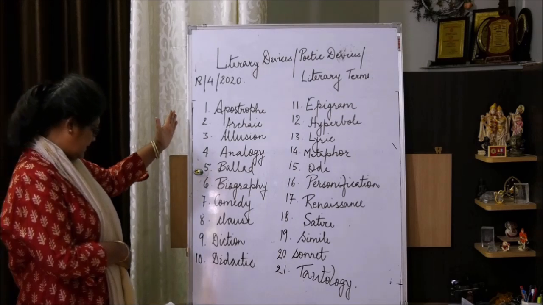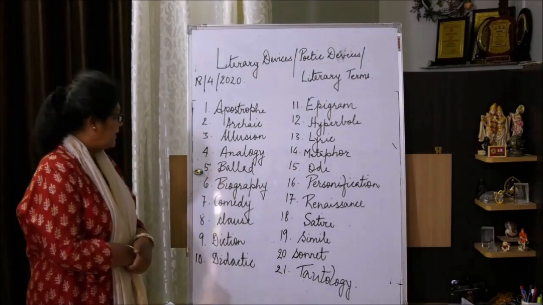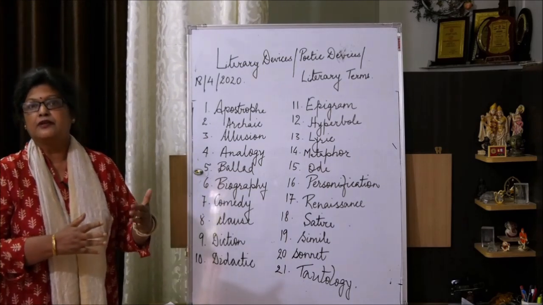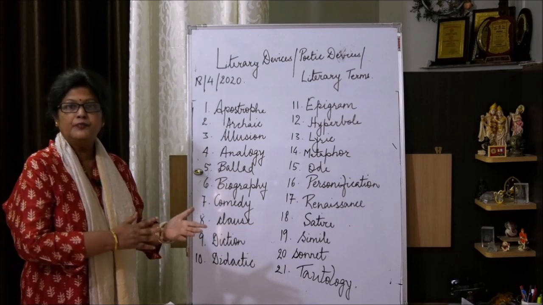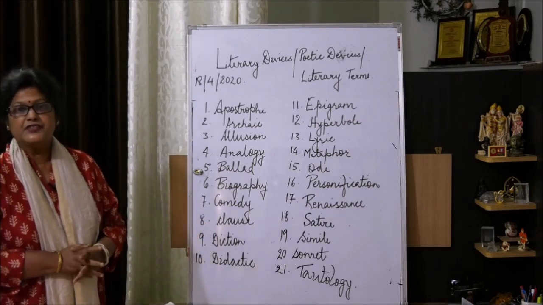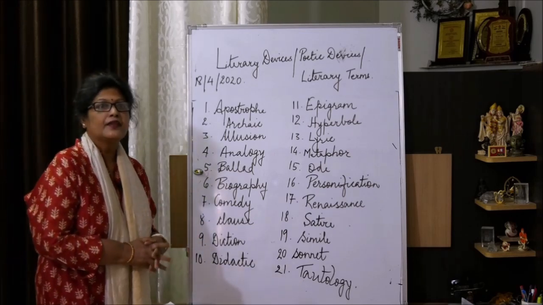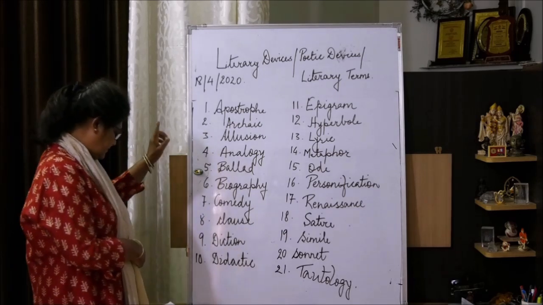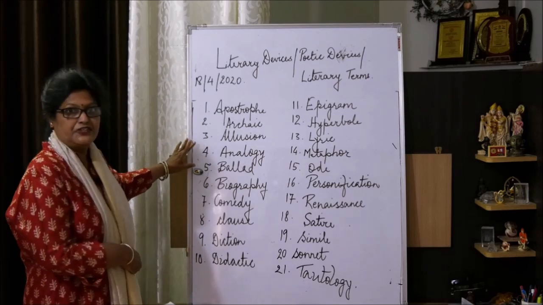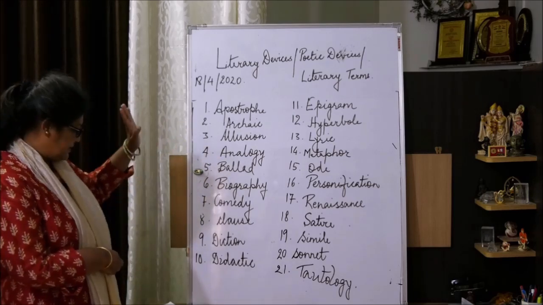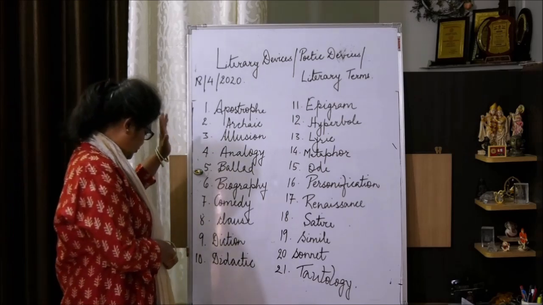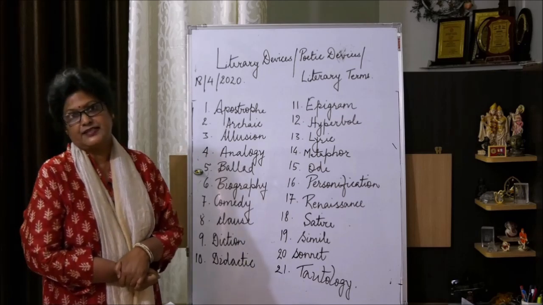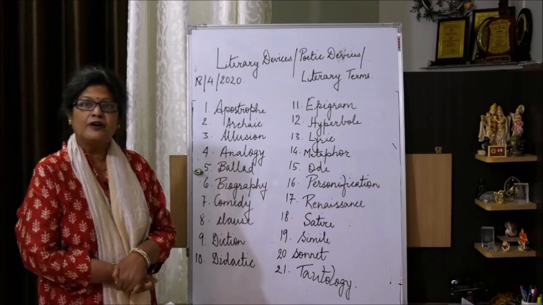Now the third one is allusion. Allusion means a reference to a person or an idea or a book or a moral to which the reader is already familiar with. Next is analogy. Analogy means a resemblance between two different things and it is often expressed in simile or metaphor.